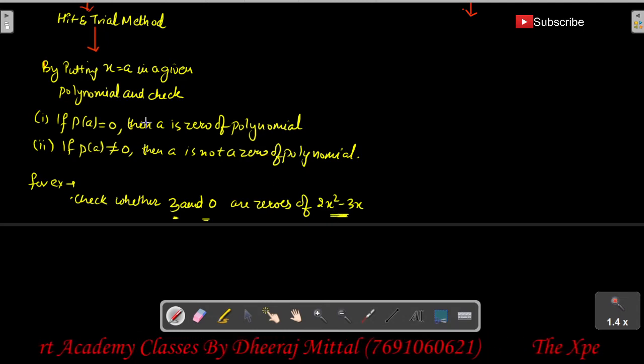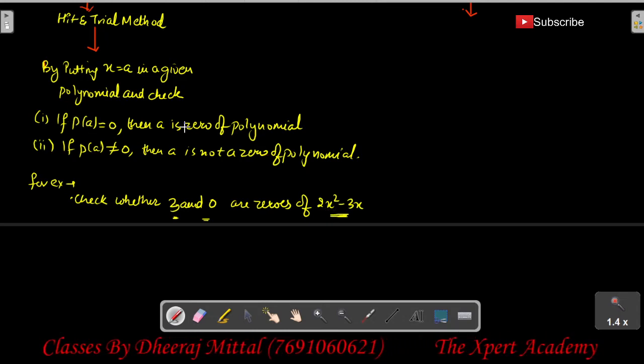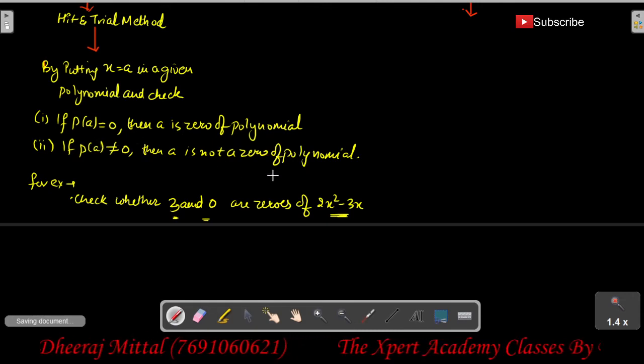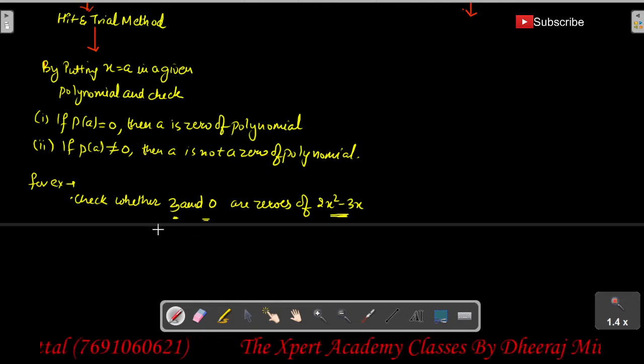So we will put these values in place of x, and if by putting we get 0, then it will be a zero, otherwise it will not be a zero. Zero means solution of the polynomial.